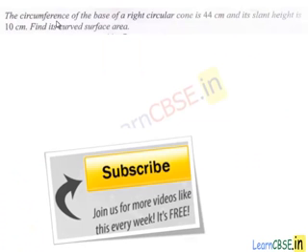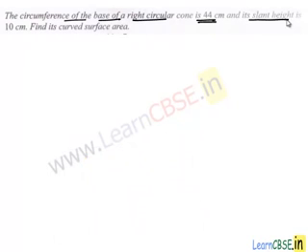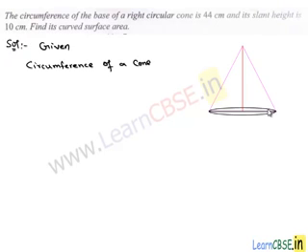Let's move to the next question. Here the circumference of the base of a right circular cone is 44 centimeters and its slant height is 10 centimeters. We have to find the curved surface area of this cone. Let's work out the problem. Here we are given a cone and the circumference of this base circle is 44 centimeters.